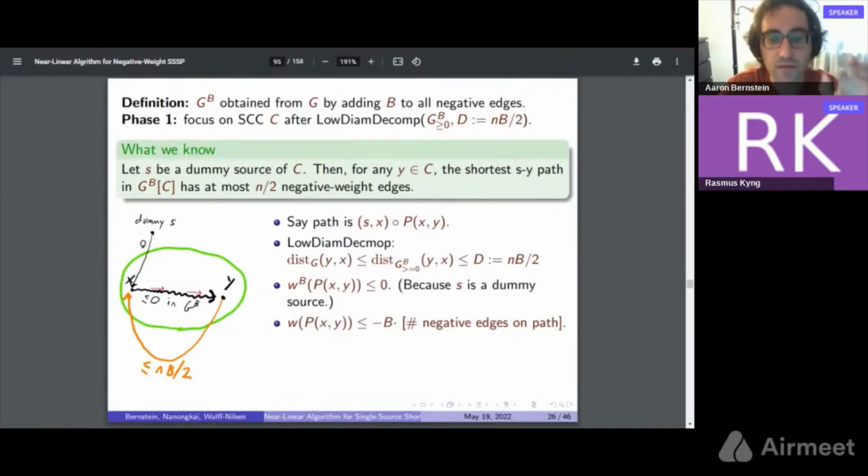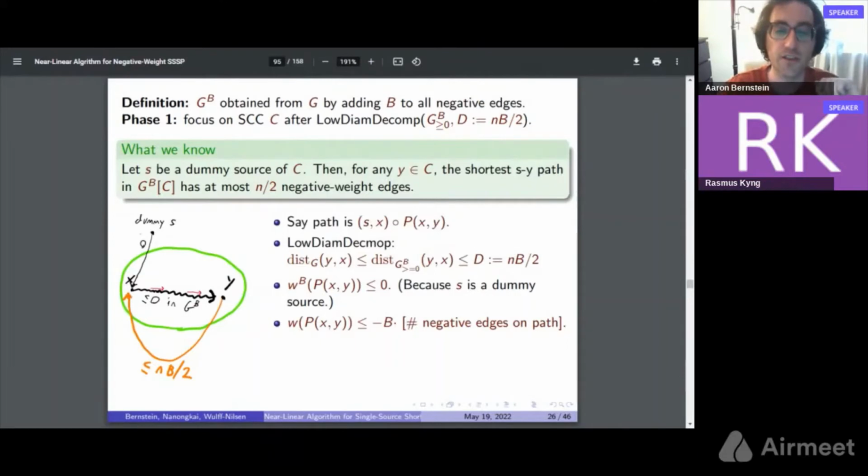If that edge is negative in GB, that means that it was negative in G. And that means that the weight in GB and in G differ by exactly B. Right? If it was negative in G, then we added B to get the GB. So basically, for every red edge that's negative in GB, the weight of that path in G drops by B. So if the weight in GB is less than or equal to 0, then the weight in the original graph G is less than negative B times the number of these negative red edges. And by negative red edges, I mean edges that are negative in GB.